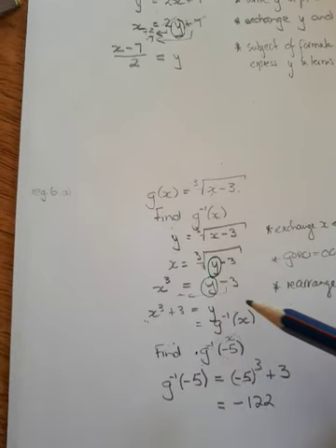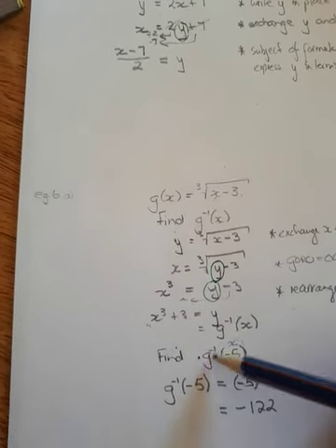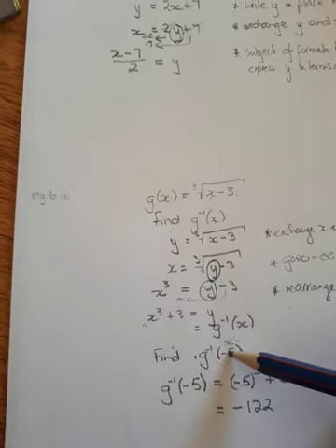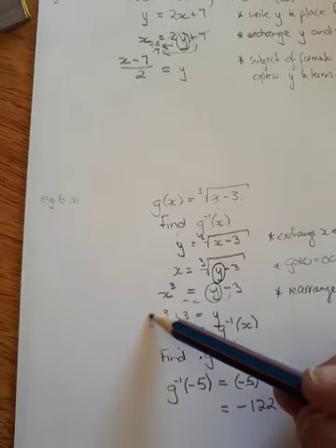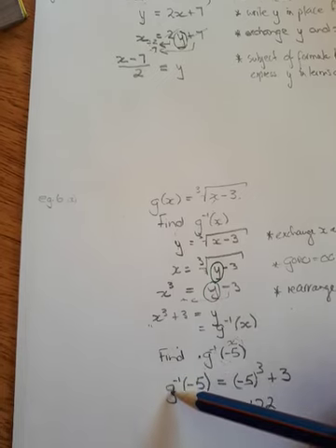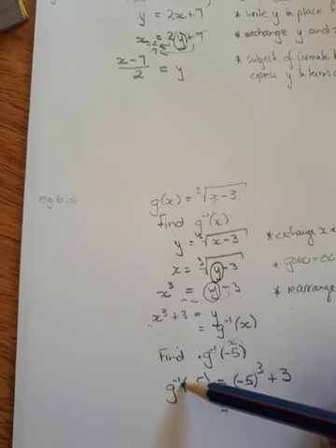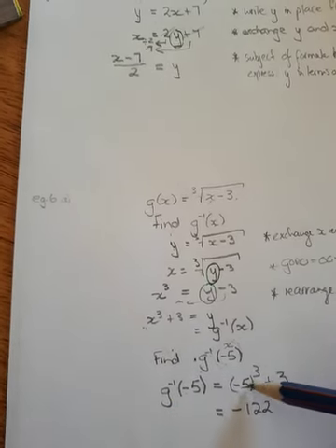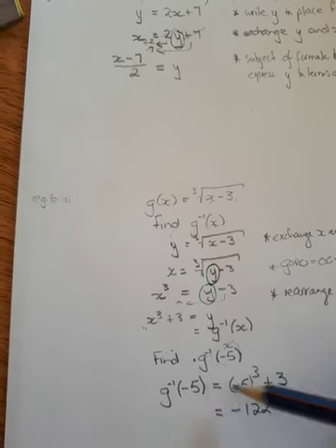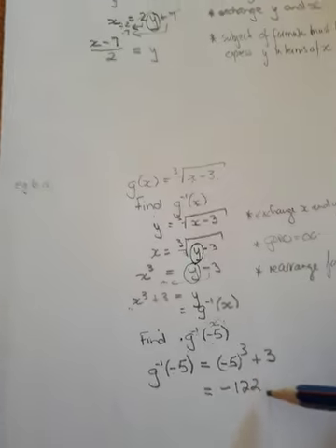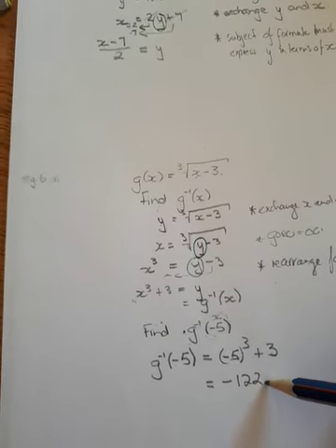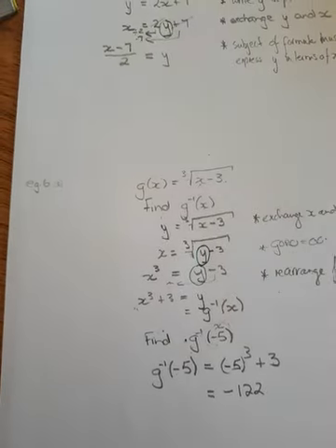Thereafter, they ask to find the inverse of g at negative 5. Okay, which means now you use your new formula that you found. You found the g inverse of x, and in the place of x, you will now write negative 5, and you will calculate the value, and in this case, our answer is negative 122.